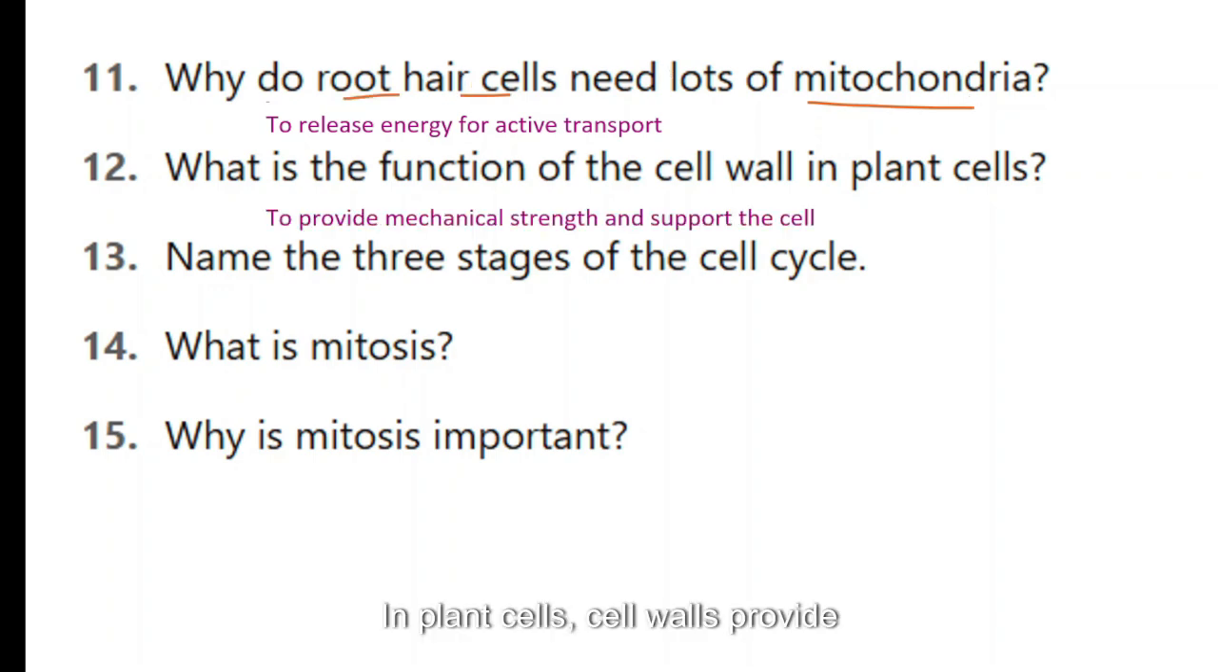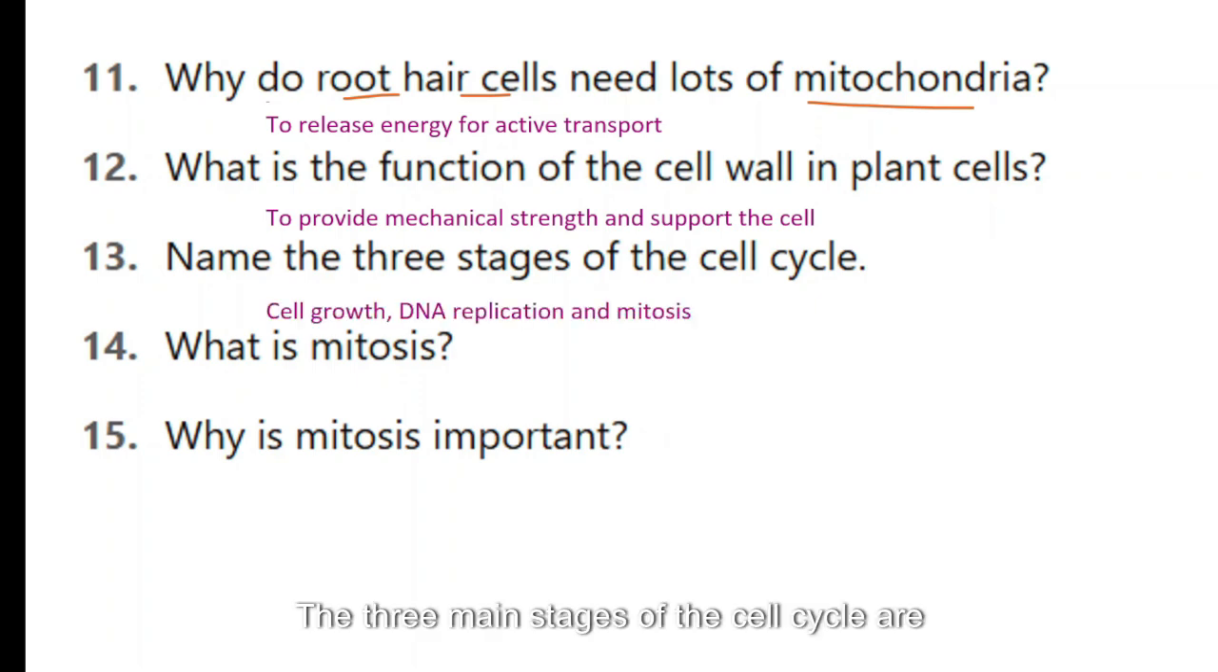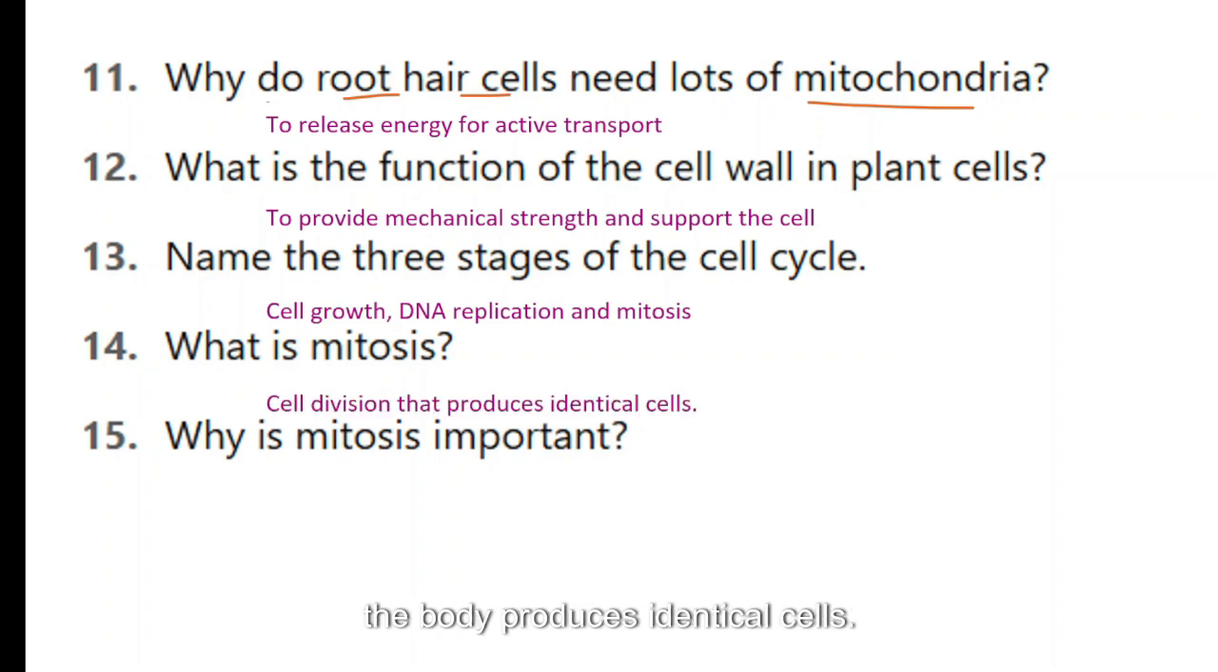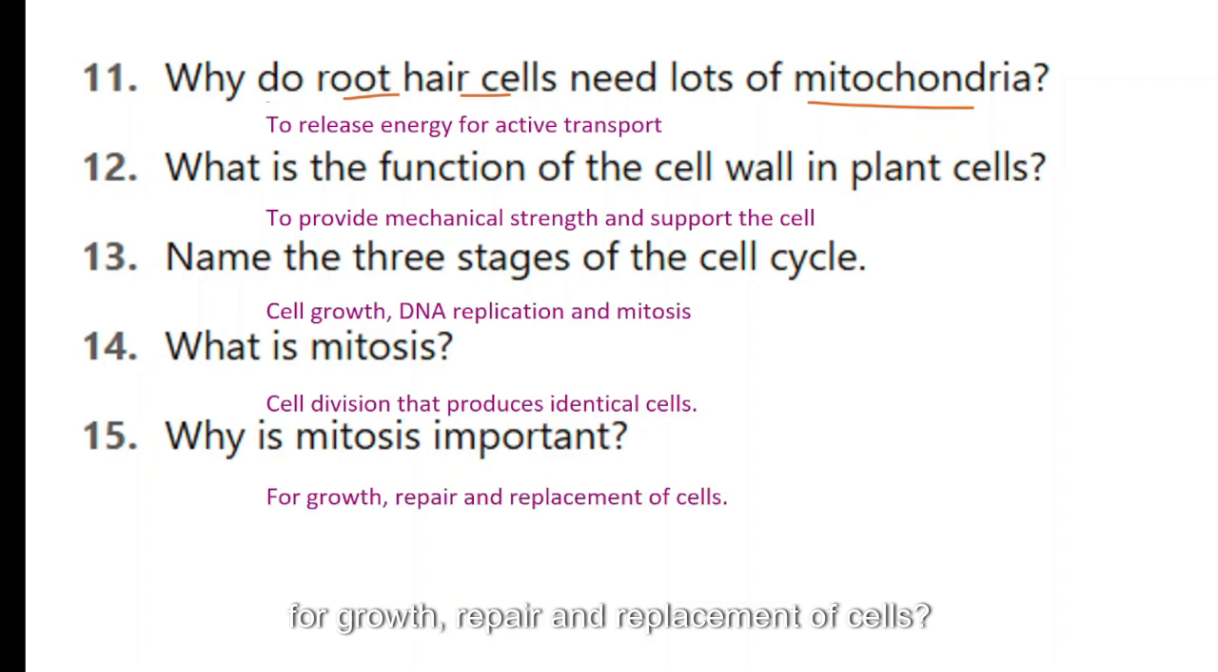In plant cells, cell walls provide mechanical strength and support to the cell. The 3 main stages of the cell cycle are cell growth, the next part where DNA replication takes place, and mitosis. Mitosis is a type of cell division where the body produces identical cells. Why is mitosis important? For growth, repair, and replacement of cells.